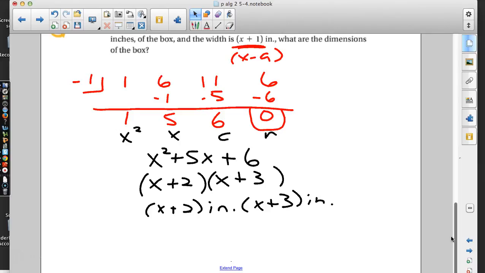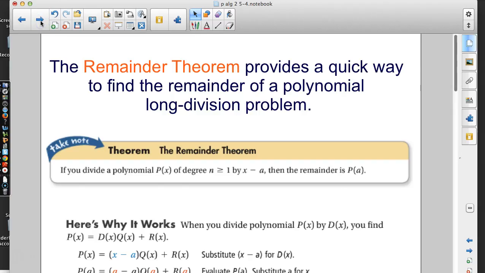Now, there's something else that we used to do with a calculator in the past that we may not want to do with the calculator anymore. The remainder theorem is going to help us provide a quick way to find the remainder of a polynomial long division problem. It says if you divide a polynomial p of x of degree n, where n is greater than or equal to 1, by that linear factor x minus a, then the remainder is p of a.